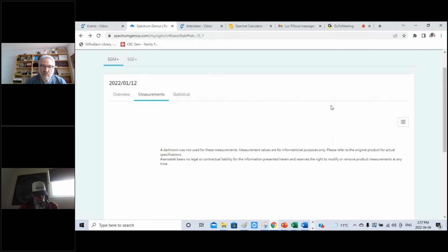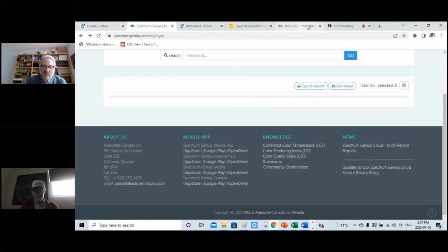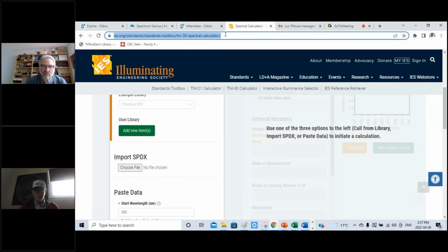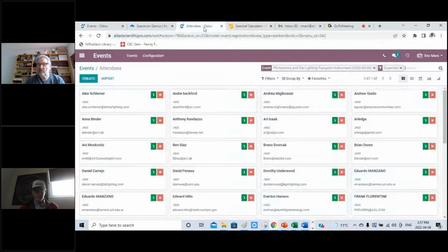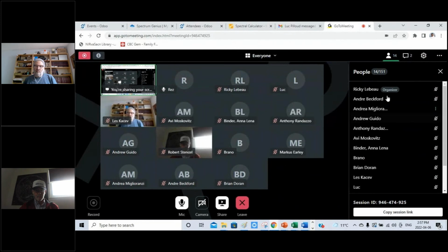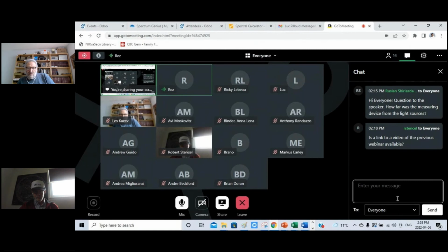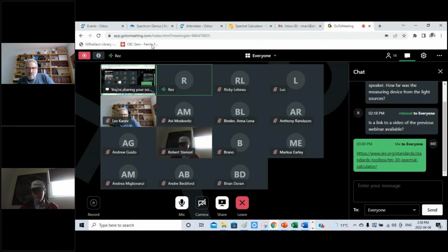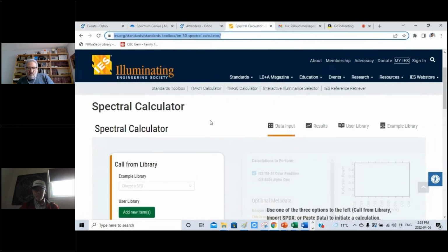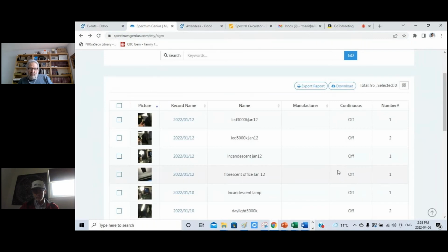So if I go back here, let me first of all give you the spectral calculator link on the GoToMeeting. I will send you this spectral calculator. Control V, send. And now I'm just gonna do a calculation here. This is the spectral calculator by the Illuminating Engineering Society, the IES, and how to use the lighting passport report to generate this report.